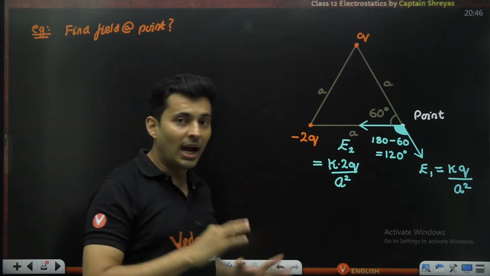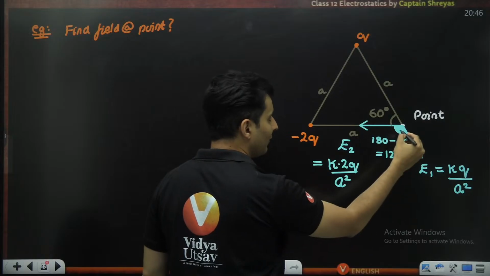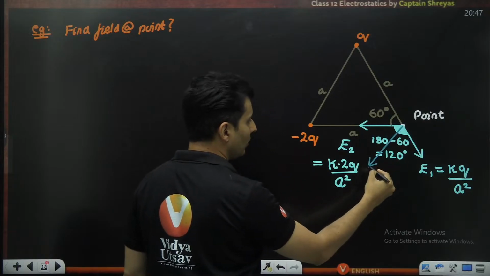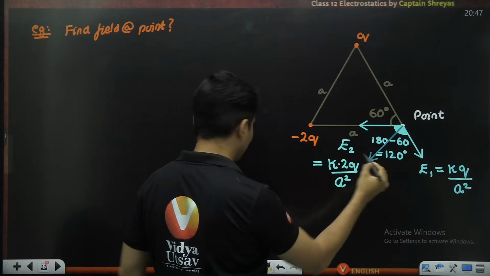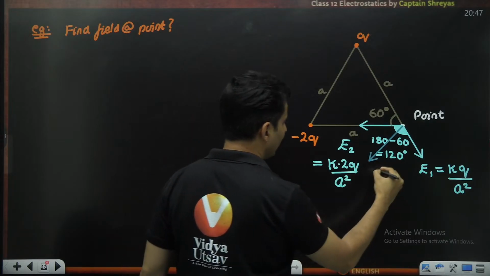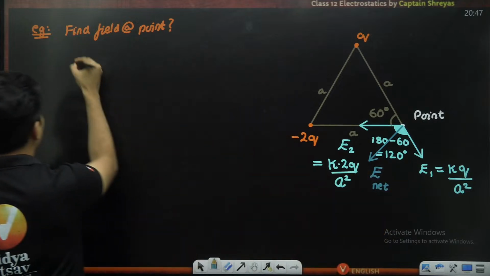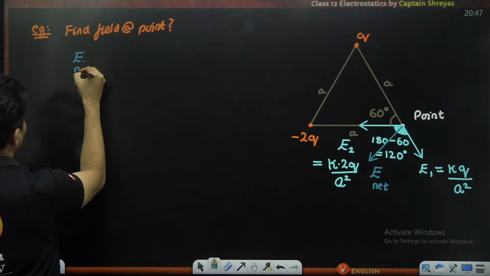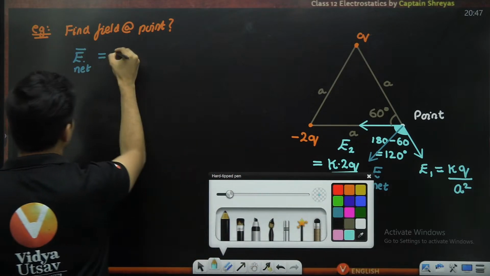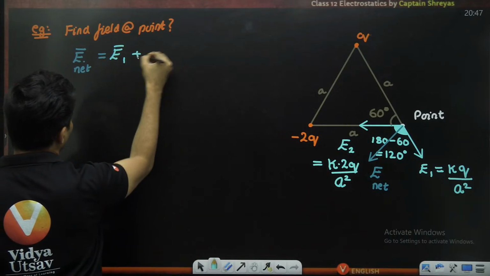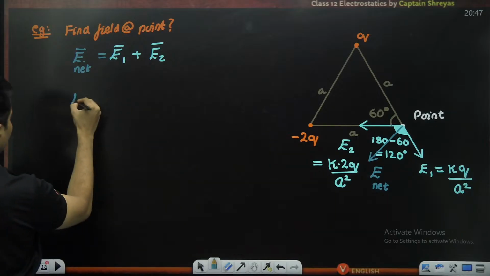Okay. So now, what will be the net force? The net vector will be the resultant of both of them, which will probably be like this in nature. I'm just going to mark that as the net field. So I know that the net electric field is the vector sum of E1 and E2. But I am interested only in the magnitude for now.